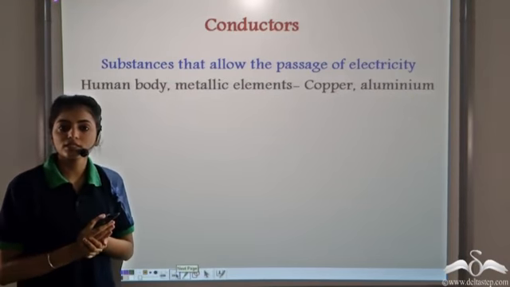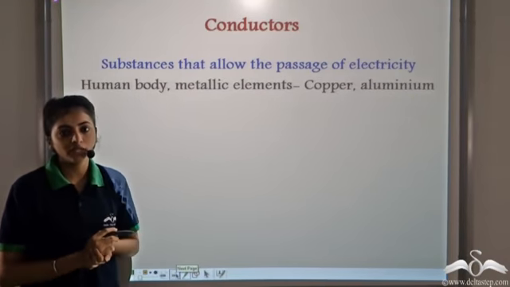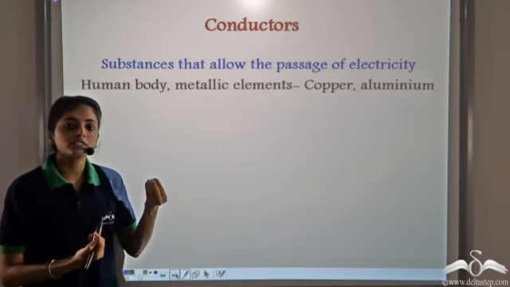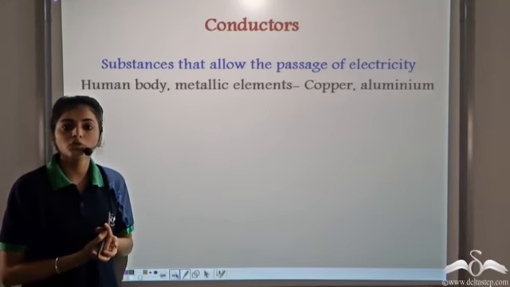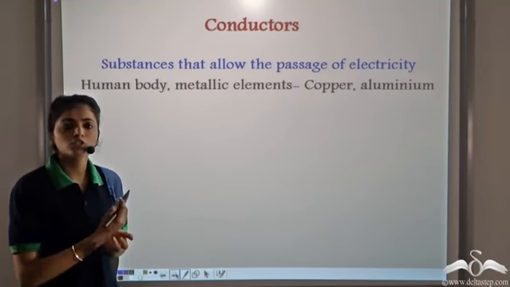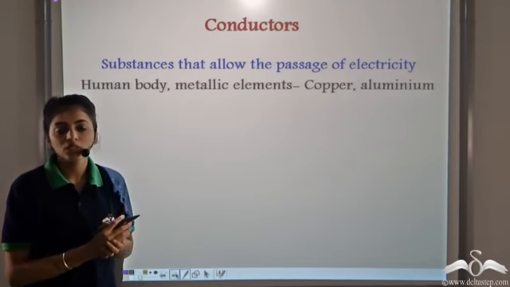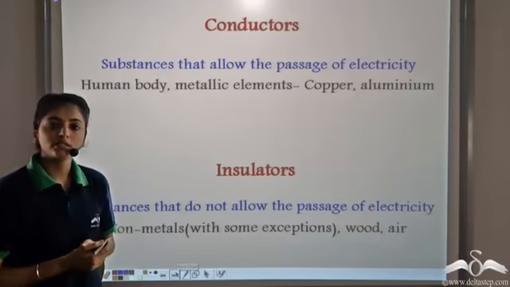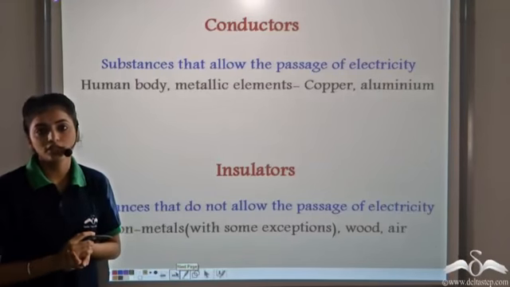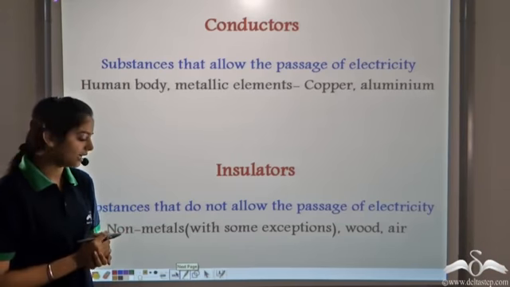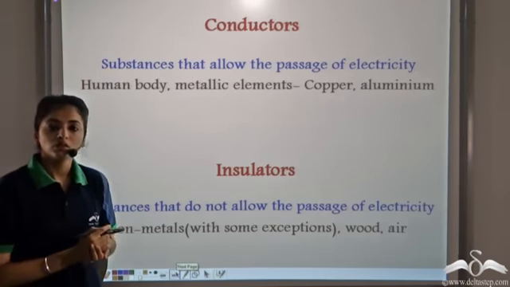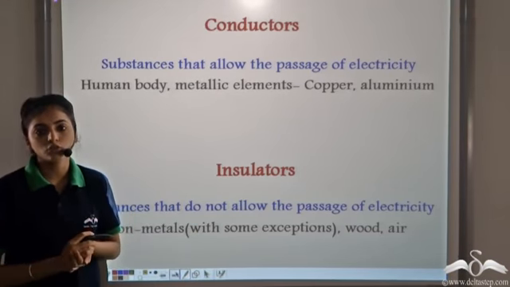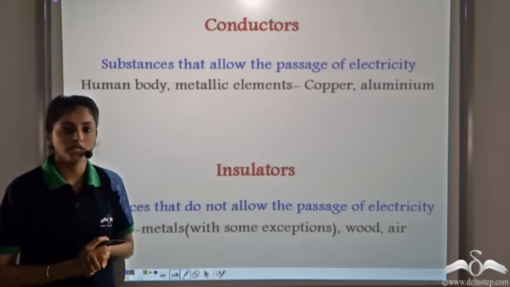Conductors are those substances which conduct or which allow the passage of electricity. For example, human body. When a person gets electric shock, electricity flows through the human body. So human body is also a conductor. Most of the metals like copper, aluminium, are all conductors. Similarly, insulators are the substances which do not allow the conduction of electricity. For example, air, non-metals, we have wood, etc. These substances which do not allow the passage of electricity are considered to be insulators.